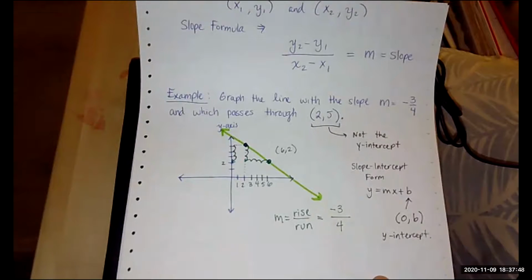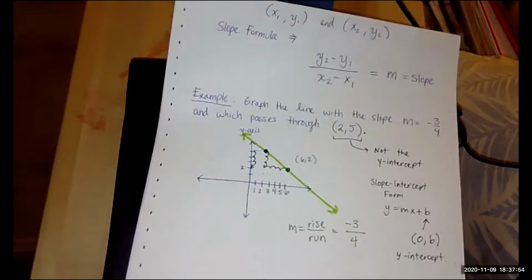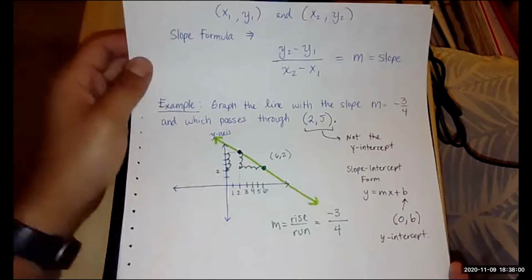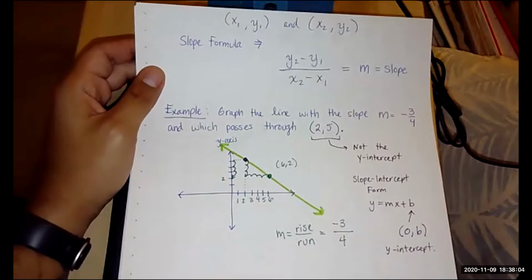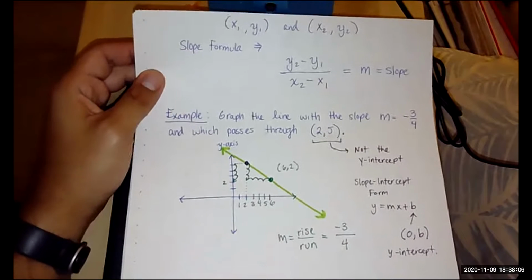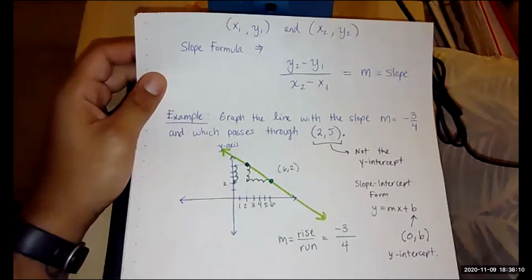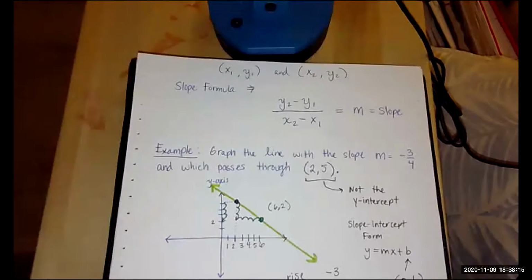Okay. But now if we want to find the equation, we can't use slope-intercept form because we weren't given the y-intercept. Right? We're going to need some new form. But that will be the graph of the line. And now we can actually talk about how we would get the equation of this graph if we're not given the y-intercept.